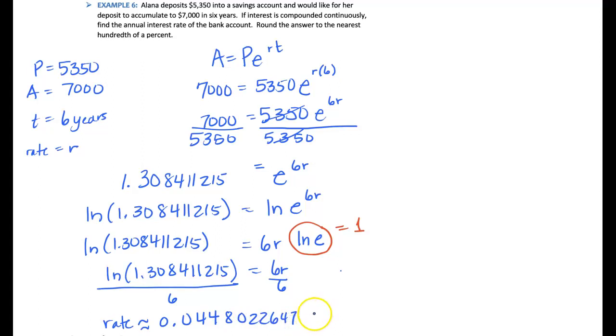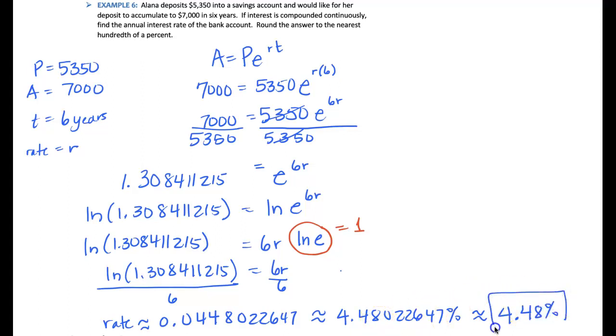0.04480222647, or when converting that to a percentage, 4.480222647%. Rounding to the nearest hundredth of a percent, the hundredth is the second decimal, we get 4.48% as the approximate interest rate used.